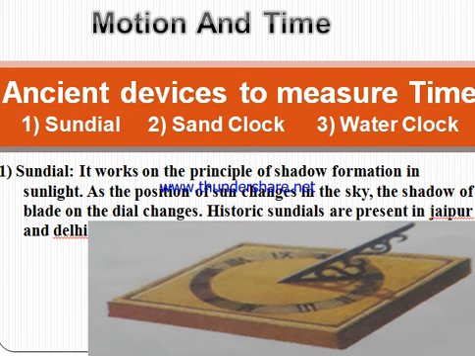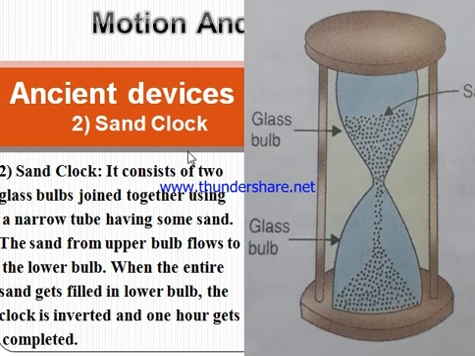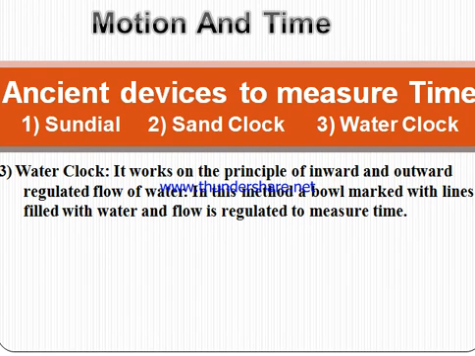The next one is the sand clock. A sand clock consists of two glass bulbs connected by a narrow tube, with some sand in it. The upper jar is filled with sand and the sand slowly comes down to the lower jar. Once the lower jar gets filled, the clock is inverted and 1 hour gets completed. Okay, so this is the sand clock to check 1 hour. Sundial to check 1 day and sand clock to check 1 hour.